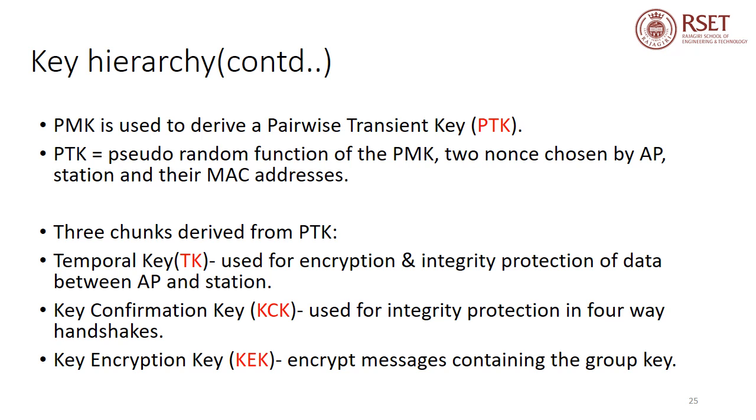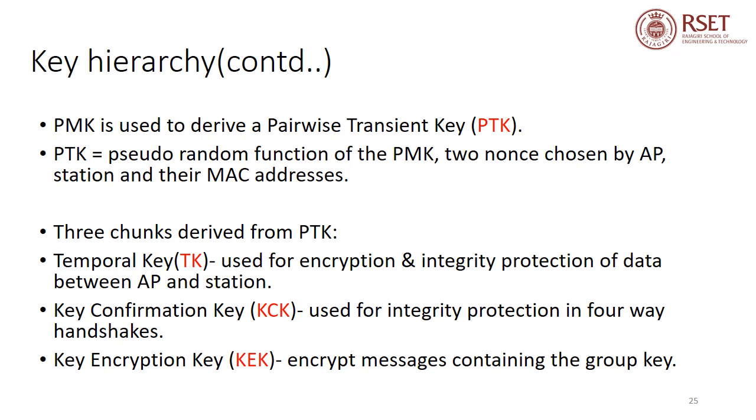Once we derive the pairwise transient key, we can derive three more subkeys, which are the temporal key, key confirmation key, and the key encryption key. Temporal key or TK will be used for encryption and integrity protection of the data that is flowing between access point and stations. Second one is the KCK or key confirmation key. It is used for integrity protection in the various four-way handshakes that are happening in the wireless network. And the last one is key encryption key or KEK, which is used for encrypting the messages containing group keys.